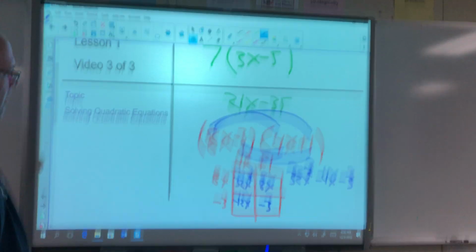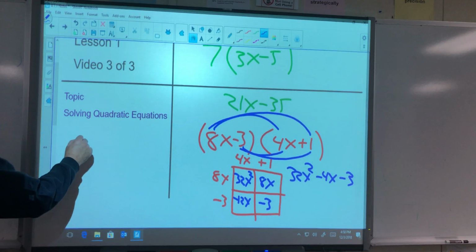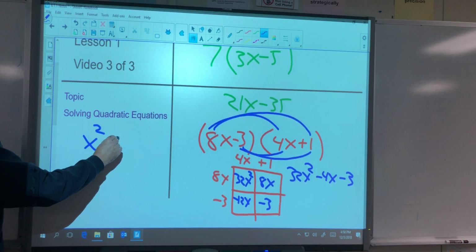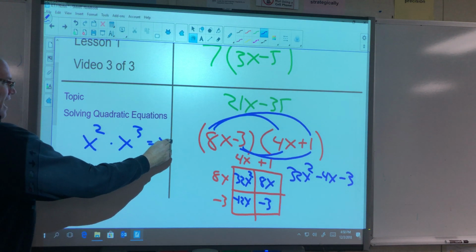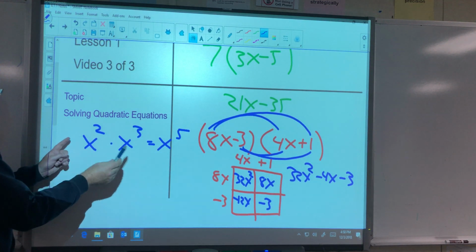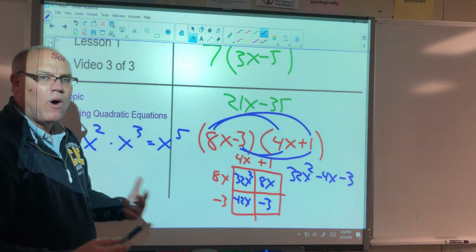Okay? Let's just talk about multiplying variables real quick. So x squared times x to the third. Well, that gives us x to the fifth. So we're multiplying, but we add the exponents. That's a shortcut, but why?